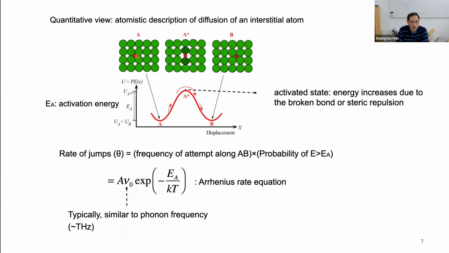This is the interstitial atom. In order for this interstitial atom to jump to the next site, it first breaks the bonds with the lattice atoms and also pushes out the neighboring atoms. Therefore, the energy increases along the path, and the maximum energy state is called the transition state. The energy difference between this transition state and the original site is called the activation energy. You need enough energy to overcome the barrier, which comes from the broken bonds and the strike repulsion.